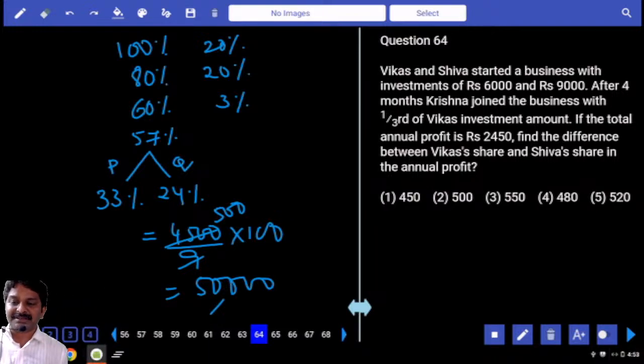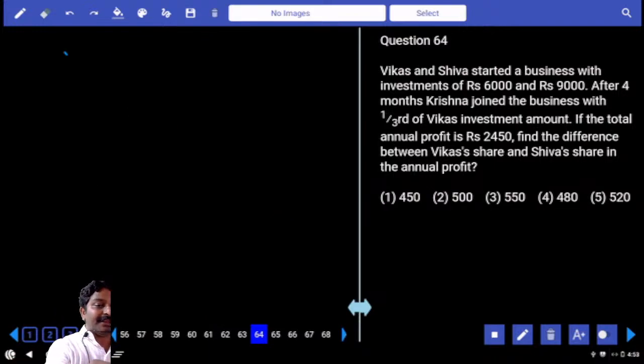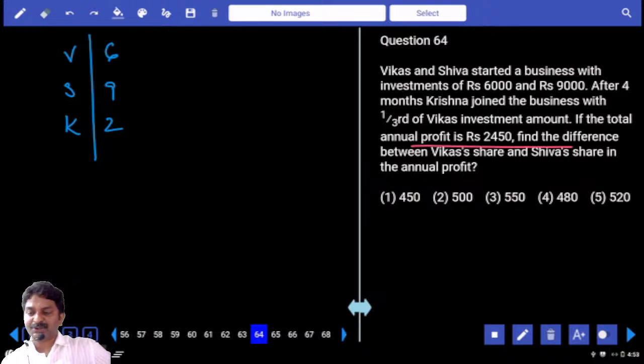Vikas and Shiva started a business with investments in the ratio, investments of 6,000, 9,000. After 4 months, Krishna joined the business with 1/3 of Vikas' investment. There are Vikas, Shiva, Krishna. This guy invested 6,000, 9,000. Krishna invested 1/3 of Vikas, which is equal to 2. And he joined after 4 months. If the total annual profit is 2,450, find the difference between Vikas and then Shiva.